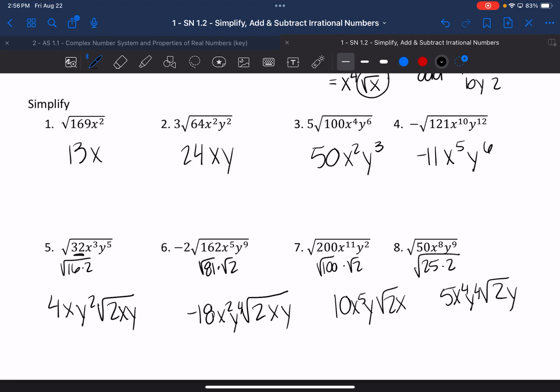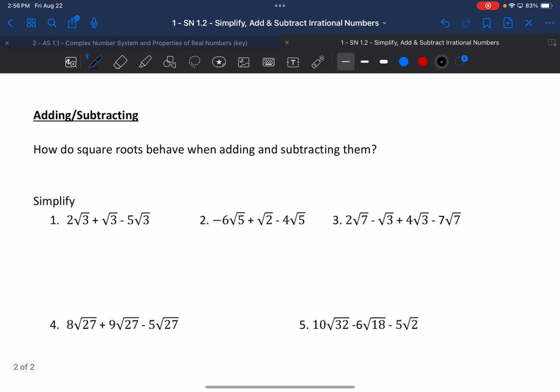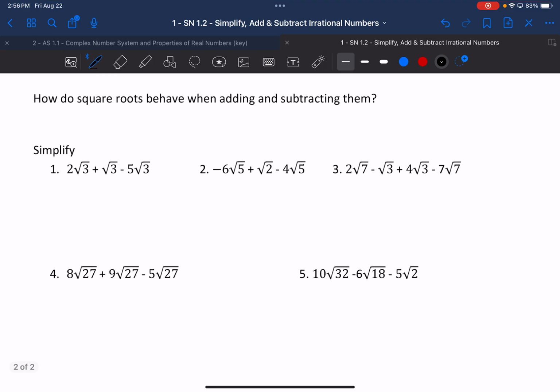Okay, the last thing we're going to talk about today is adding and subtracting our radicals. All right, so when I am adding and subtracting radicals, it might have been a second since you've done this, but we are going to treat them just like they are variables. What do I mean by that?